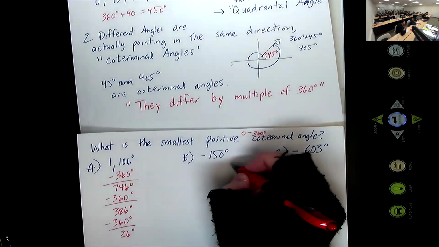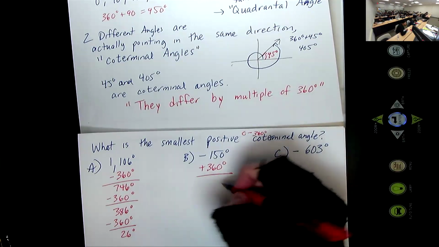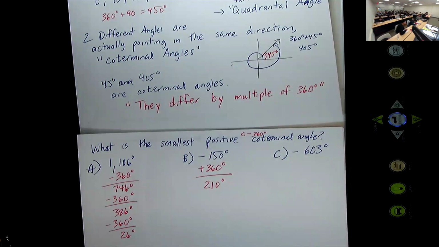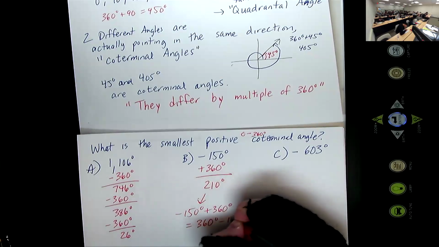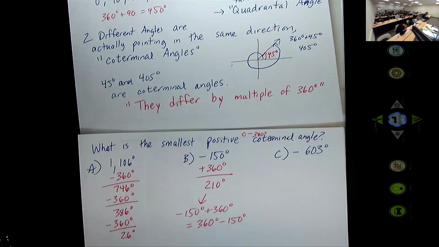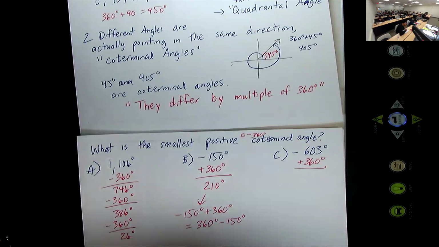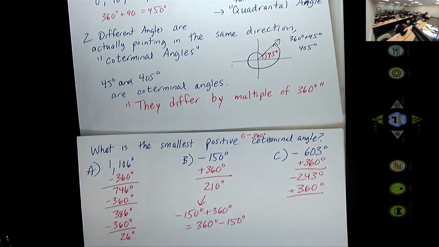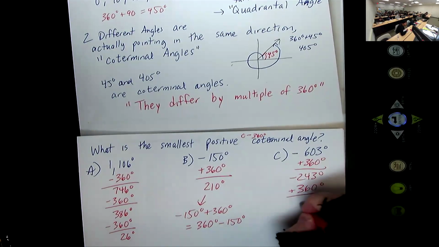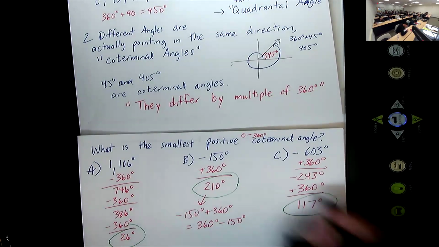For other ones, if it's negative and we want it to be positive, we've got to add 360. So this ends up being 210 degrees, because negative 150 plus 360 is the same as 360 minus 150. Addition of a negative is the same as subtraction. We're going to do that on this one. At negative 243, we're still negative, so I'm going to add another 360 degrees, and I get 117. So that's the smallest one for each of those.